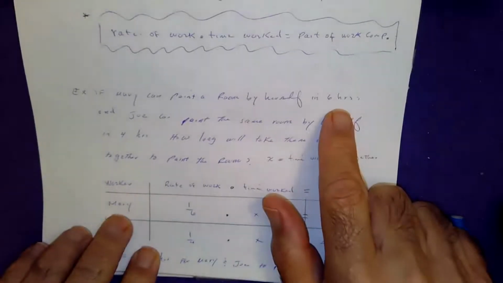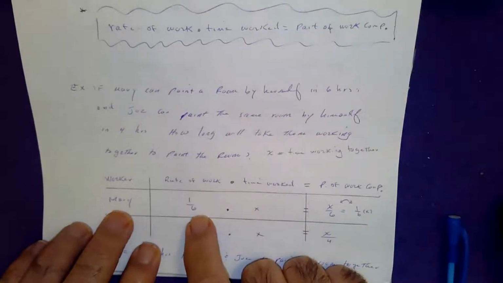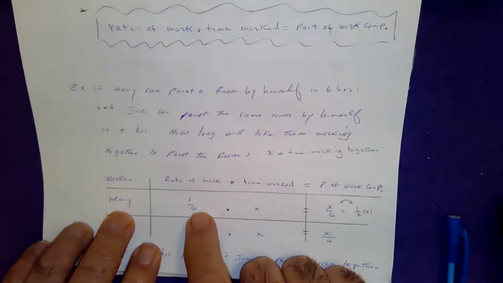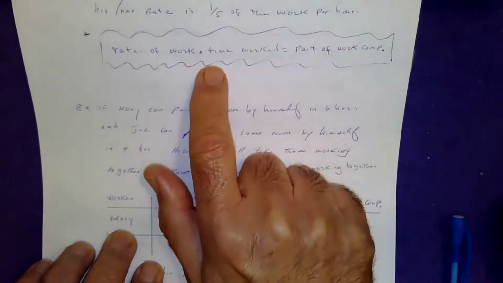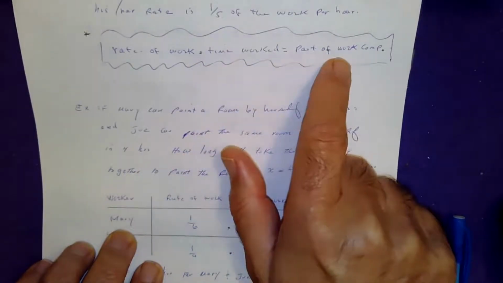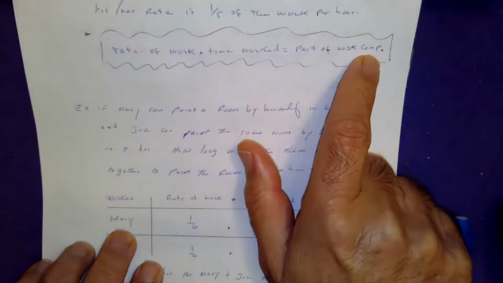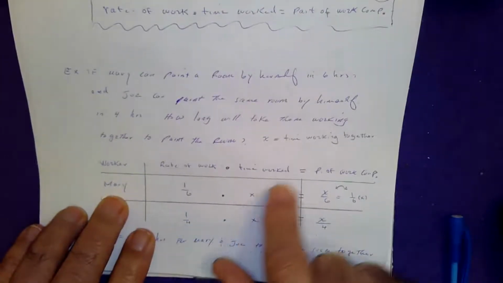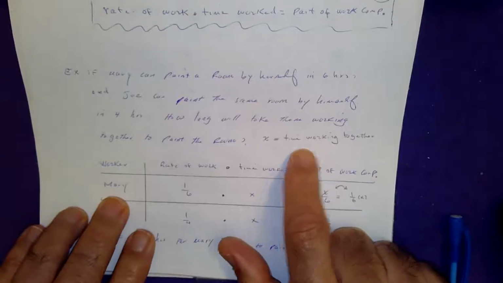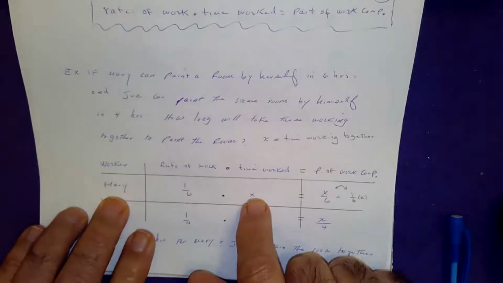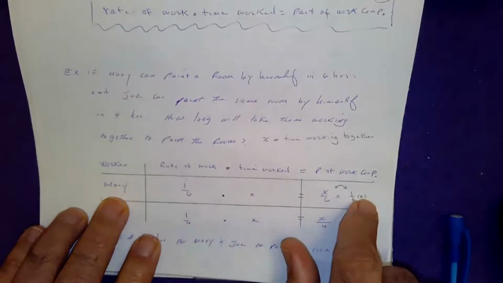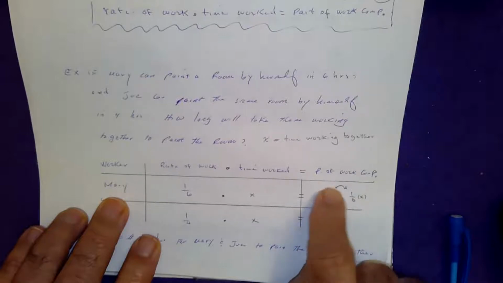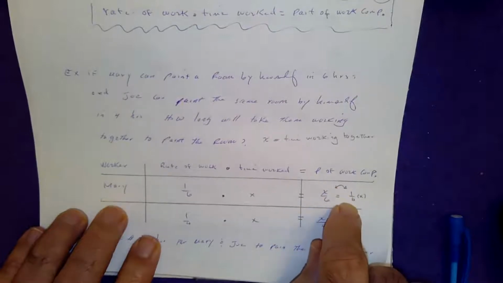Mary can do the job in 6 hours, so her rate is 1/6. In other words, in 1 hour, she can do 1/6 of the job. That's what they mean by rate. But remember, the formula says rate of the work times time worked equals part of the work completed by that person. In this case, we don't know how long it took them to finish the job, so that's X. So we multiply these two, that's 1/6 times X, which is the same as X/6. Remember, these are identical statements.